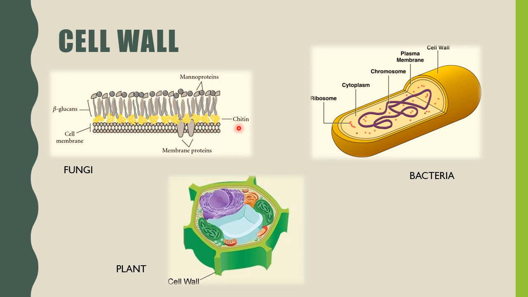The second type of cell with cell walls is plant. This we'll do in detail. And the third type is bacteria. Bacteria have a cell wall made of another complex carbohydrate along with proteins.